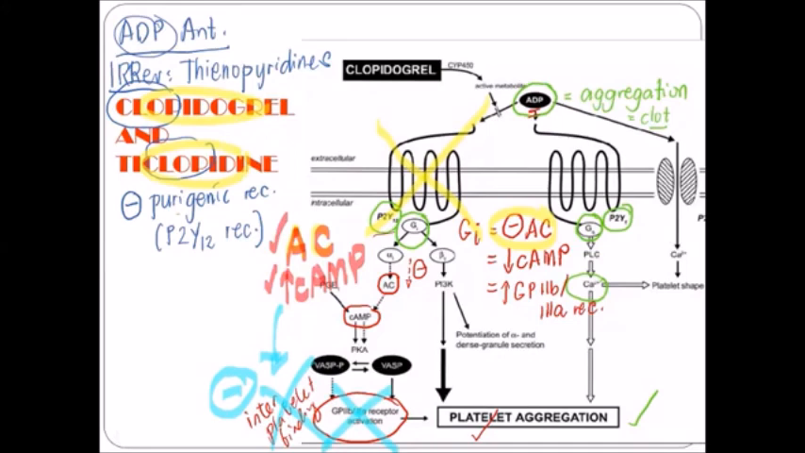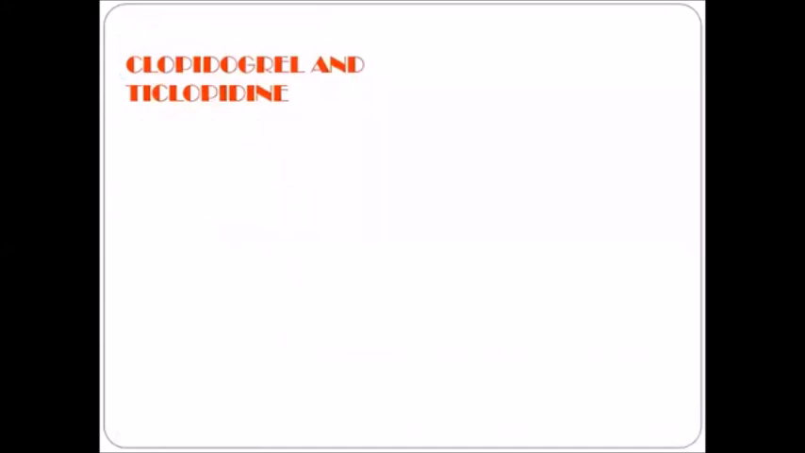Now, since natapos tayo sa irreversible, which are thienopyridines, meron naman tayong reversible ADP inhibitor. Ang reversible naman, ang example ay si ticagrelor. Again, example ng reversible ADP antagonist. So let's focus on thienopyridines like clopidogrel and ticlopidine.